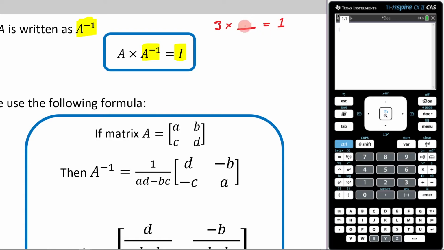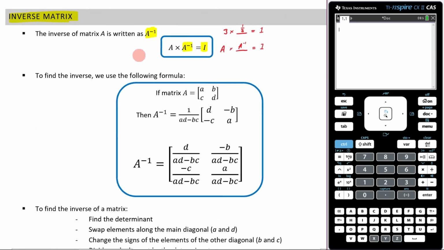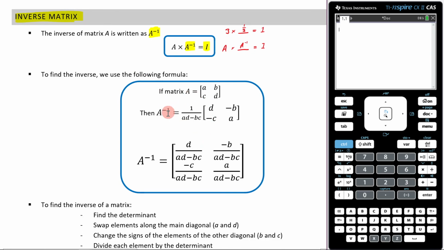Now, what would I have to multiply 3 by to get 1 out? Well, I would multiply 3 by the inverse of 3, which is simply 1 on 3. And that's how I would get 1 out. Now, the same logic holds true here. If I have matrix A, what do I have to multiply it by in order to get the identity matrix out? Well, I multiply it by the inverse of A. That is what you're doing. So that's kind of just the thinking behind the inverse there. Let's now talk about how we actually find it and go through this formula together.